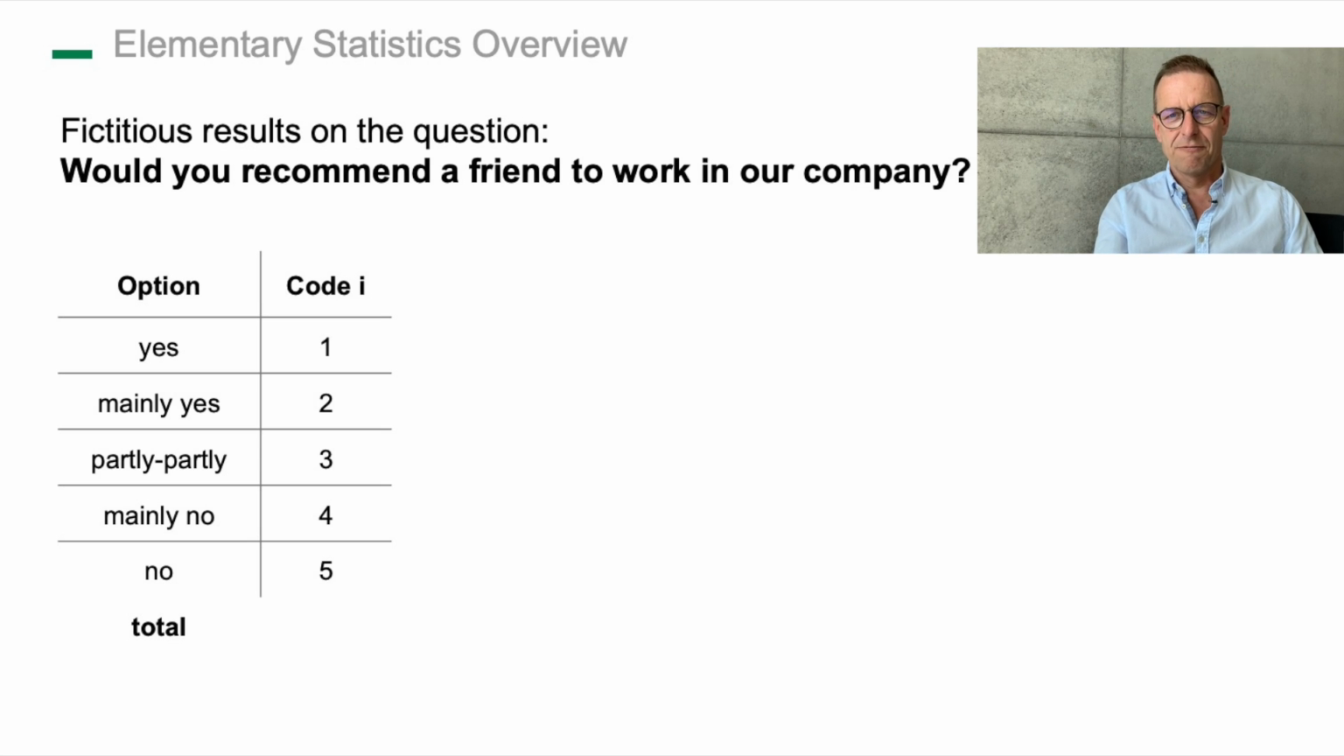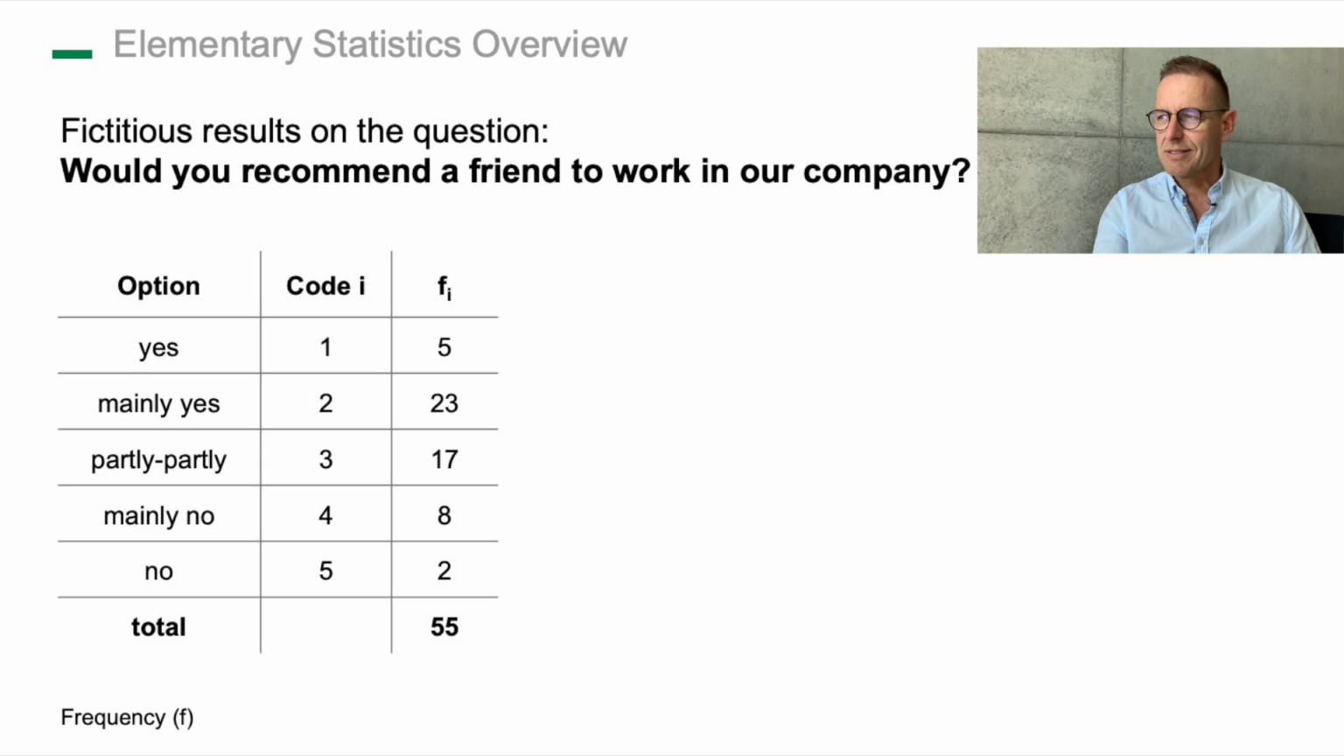Now we can analyze some frequencies, and frequencies are already a statistical concept. With frequencies you simply indicate how many people in our sample have responded to specific categories. So in our example, 5 people said yes, 23 people said mainly yes, and so on, and 2 people said no. These are frequencies. In this case, we name them absolute frequencies. Absolute, because that really tells in absolute terms how many people have responded to that category.